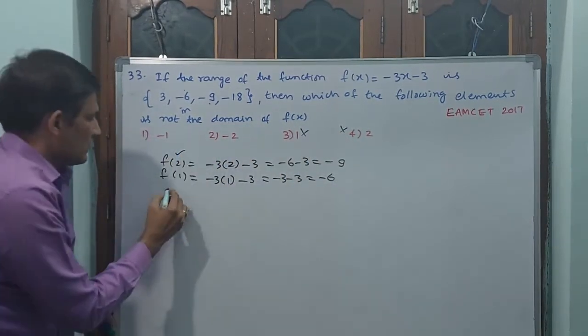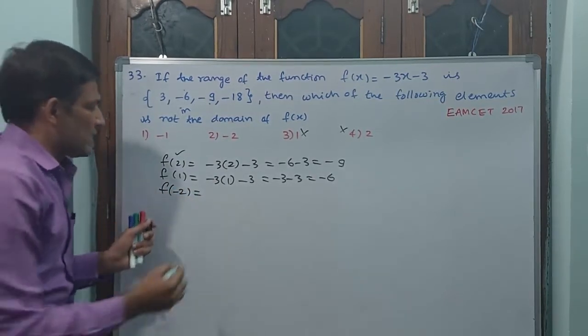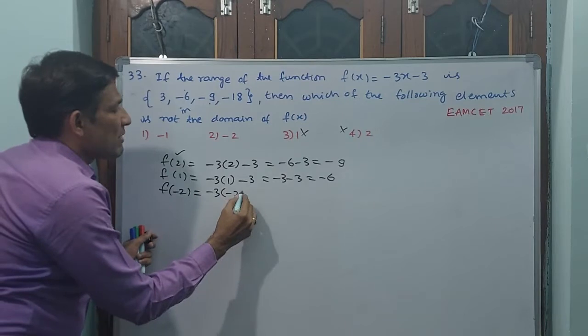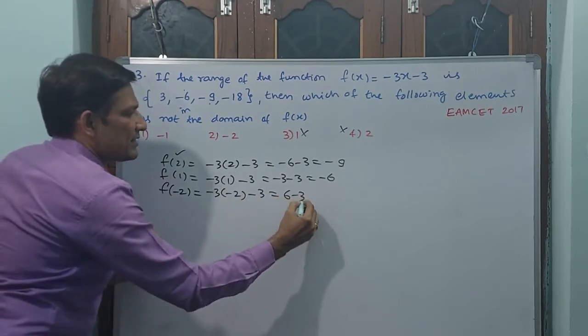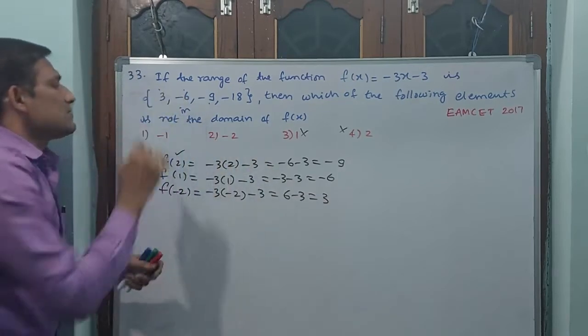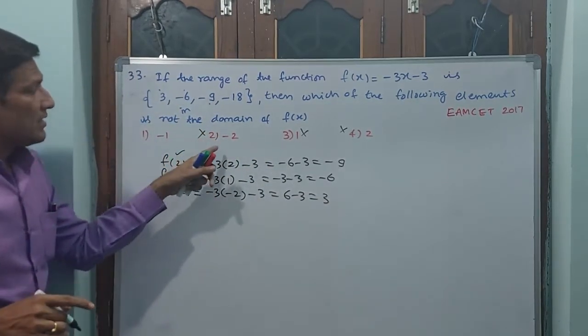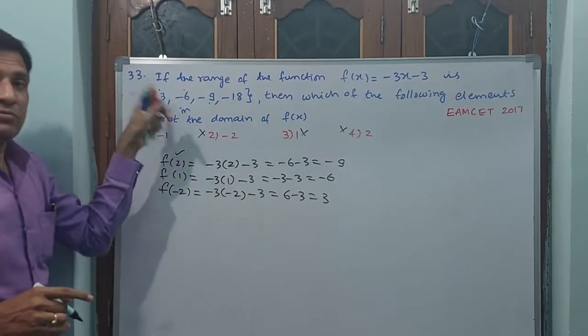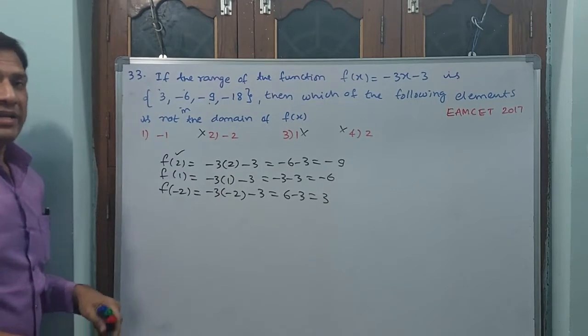Then go for minus 2. f of minus 2 is minus 3 into minus 2 minus 3. That means minus into minus is plus 6, minus 3, that is equal to 3. 3 is there. That means this option also you should not take. Why? Because if you do minus 2, 3 will come, and 3 is available. That means this is in the domain. They are asking which is not in the domain.